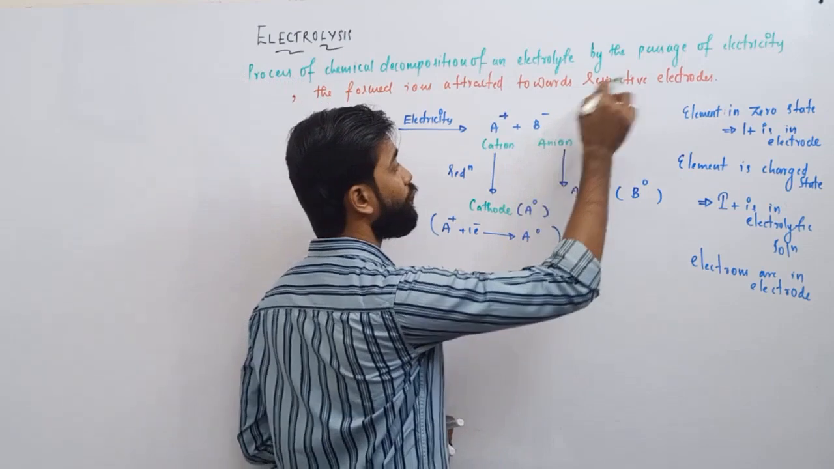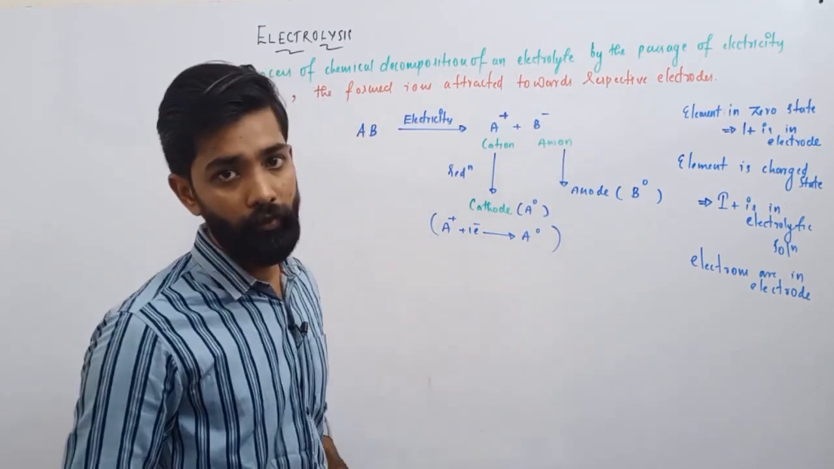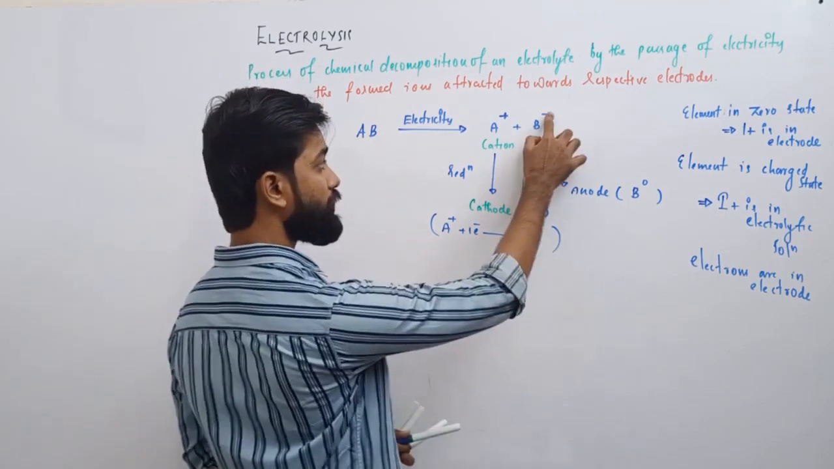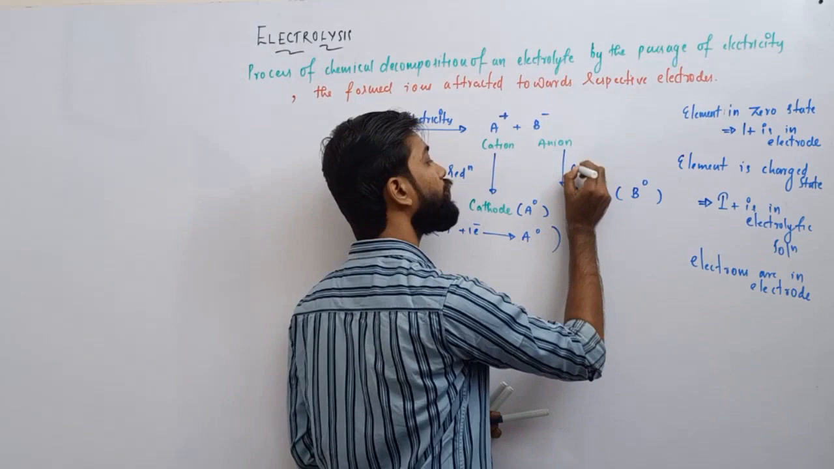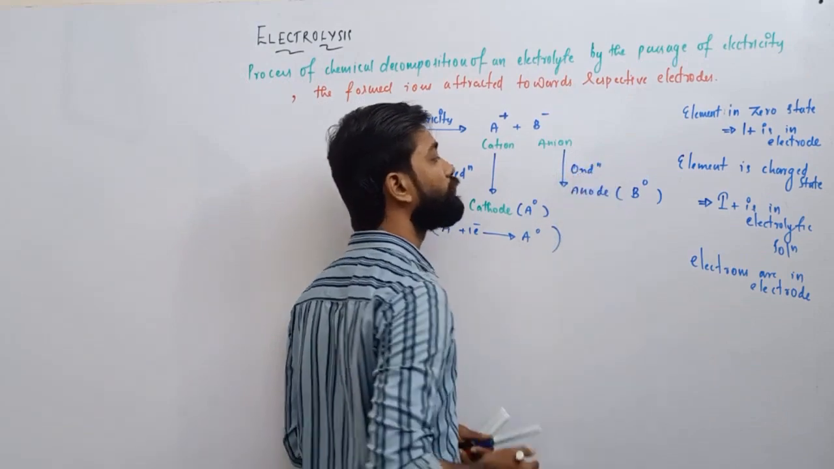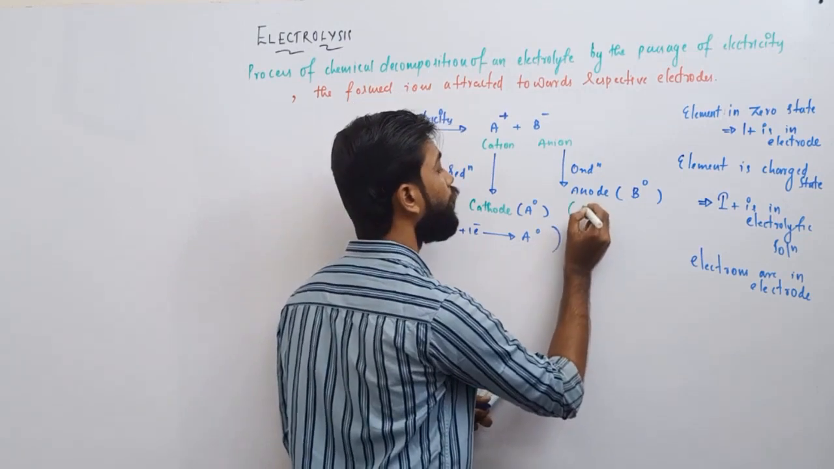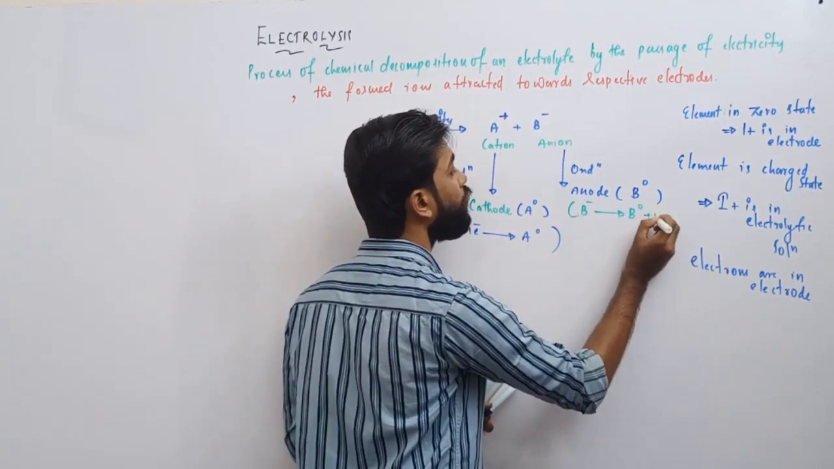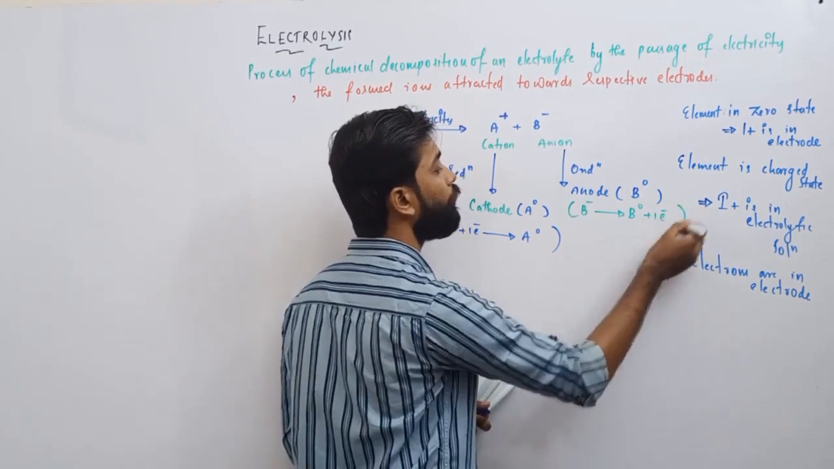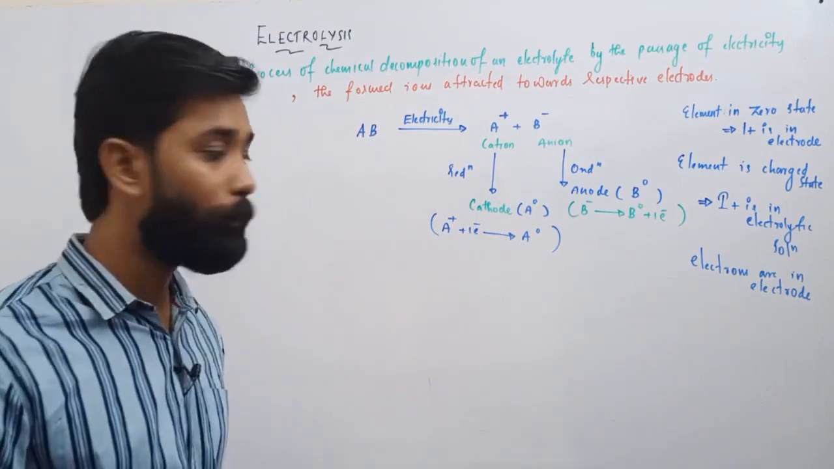And now, first of all, it is in B minus form. Now it is in B0 form. Then what happens? The excess negative electron will be removed, or the electron will be lost. The process is oxidation. So what happens to B? B minus simply lost one electron and became B.